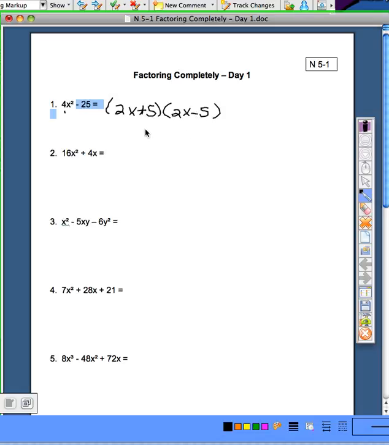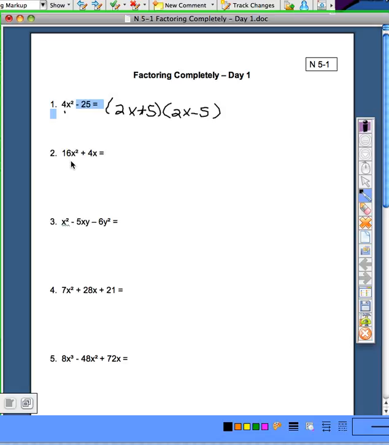And what happens then, if you think about this when you multiply it out, 2x times 2x, that's where your 4x squared comes from. Then when you multiply the 2 times the negative 5, you have negative 10x. Here you have positive 10x. That's going to add to be 0. That's why there's no middle term. And the last one is minus 25. And that's the case for all differences of squares. So this is your answer for this difference of squares.